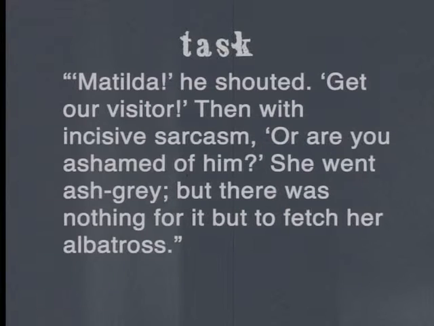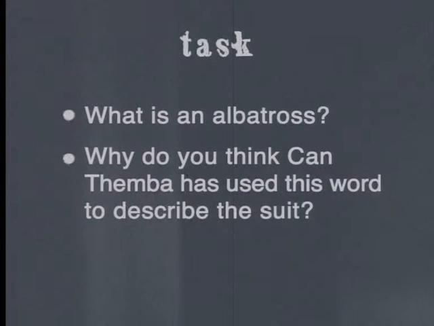"Matilda," he shouted, "get our visitor." Then with incisive sarcasm, "Or are you ashamed of him?" She went ash grey, but there was nothing for it but to fetch her albatross. What is an albatross? Why do you think Cantemba has used this word to describe the suit?